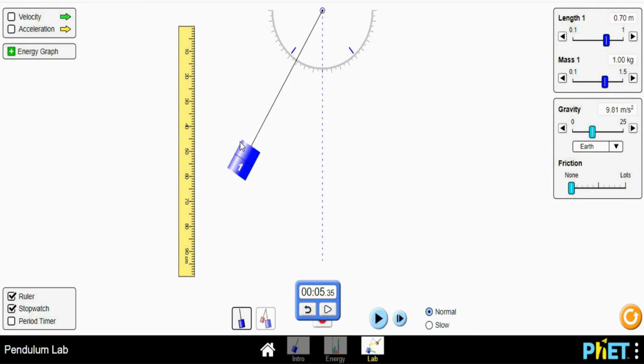Now let's change the amplitude to 80 degrees and start it. Let's reset it and start. 1, 2, 3. 5 seconds. How didn't it change? See how fast this larger amplitude was moving, right?